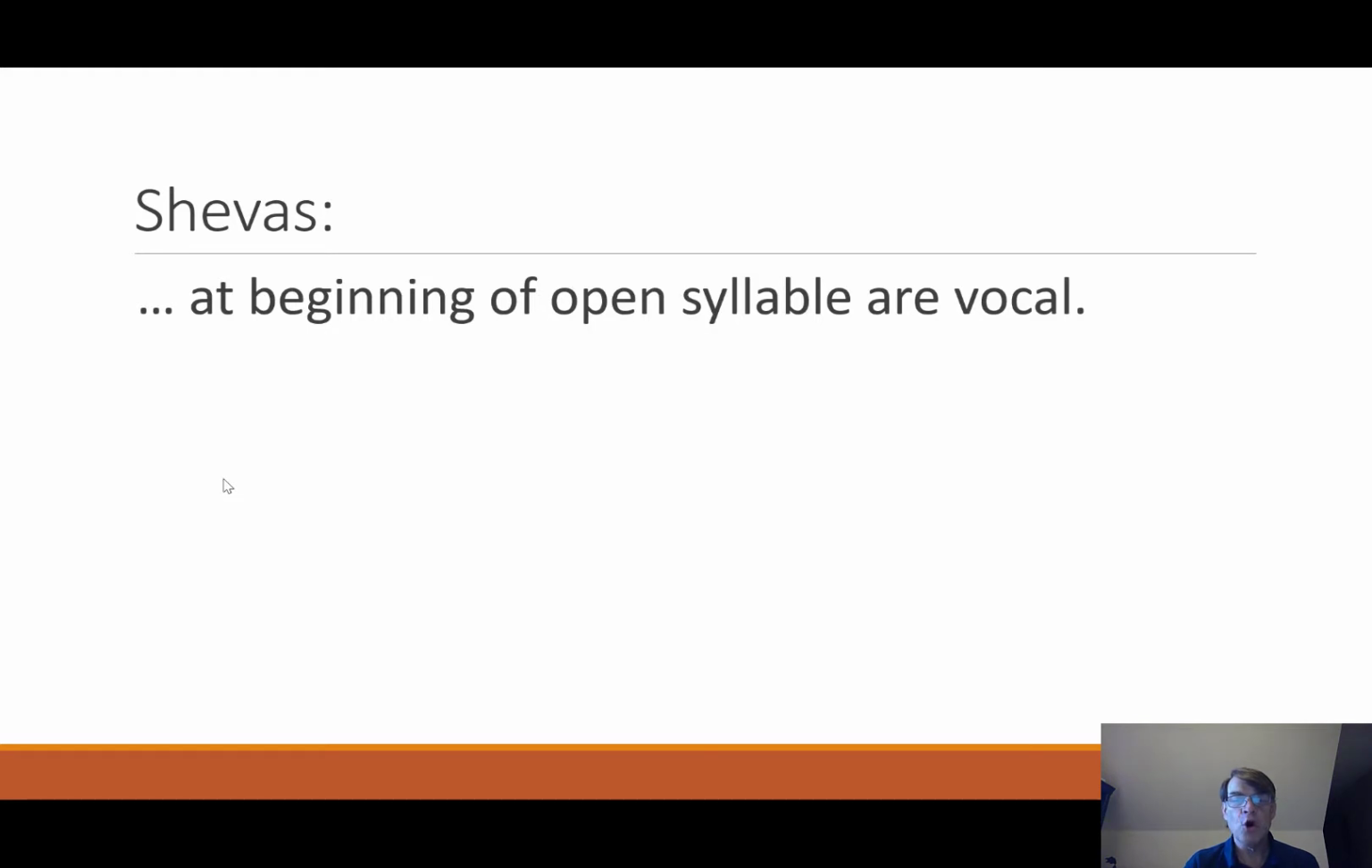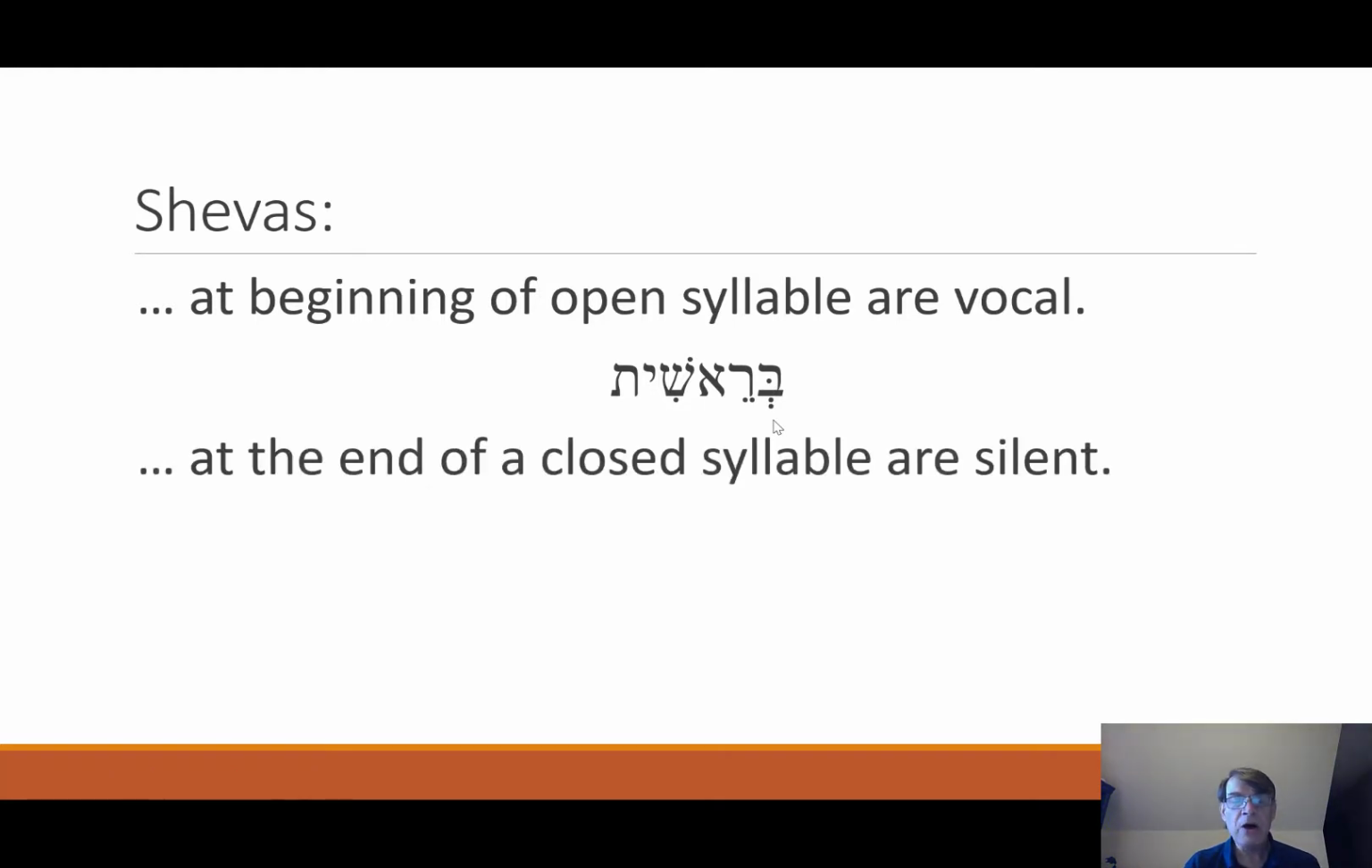All right, so now shevas. At the beginning of an open syllable, a sheva is vocal. Just as I said, ba. This is an open syllable, ba, and that is a vocal schwa. Now, at the end of a closed syllable, a sheva is silent. So here are a couple of examples of that from Jonah that we've already seen, Jonah 1:2, I think, both of these. So this is tar, she, sha, as far as breaking down the syllables.